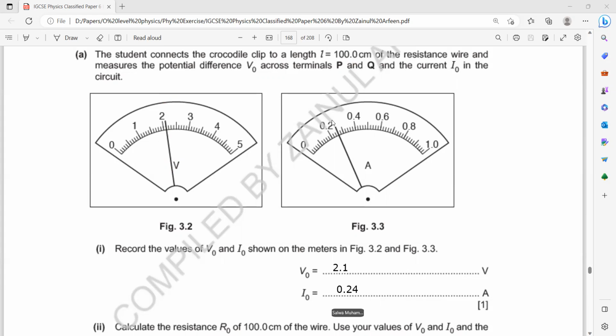Each line, as you can see, there are 10 lines. So each line is 0.02. So this is 0.22, 0.24, and this will be 0.26. So that will be equal to 0.26 ampere.